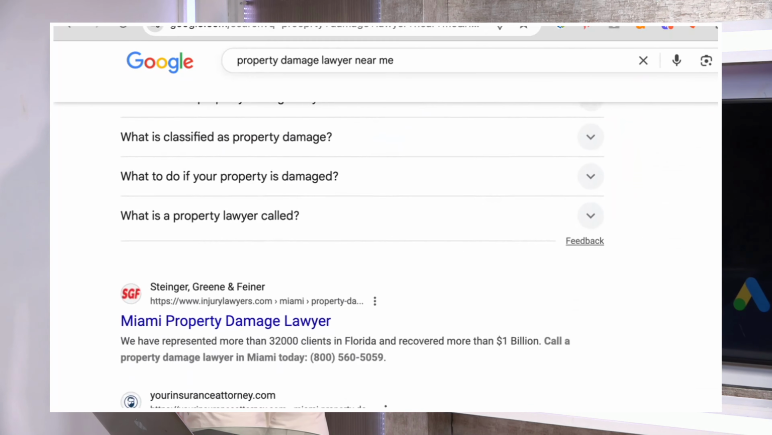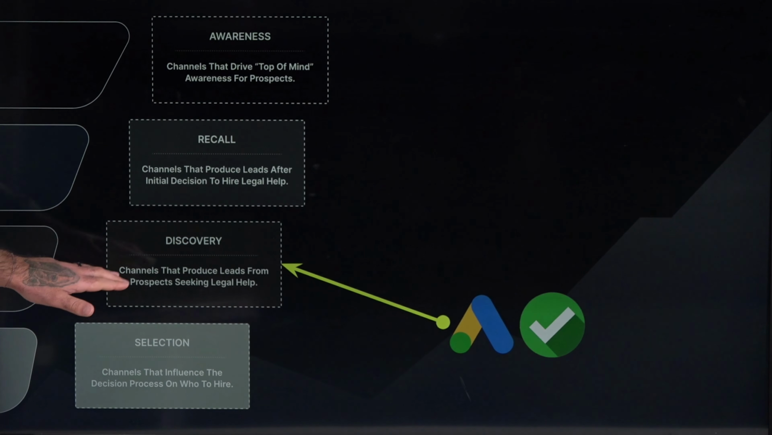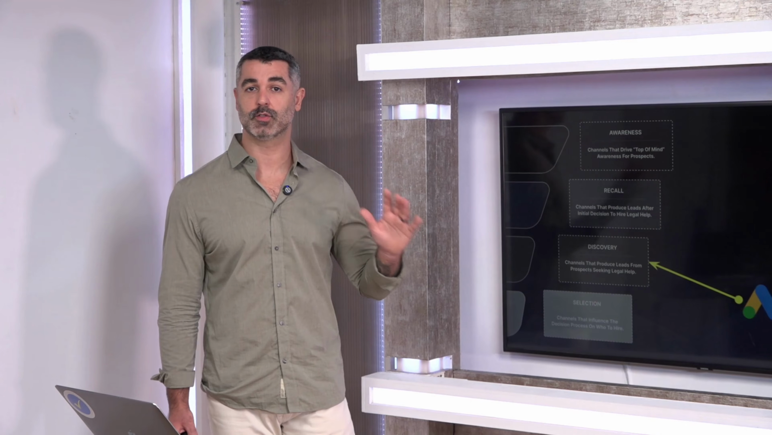So there's a lot happening in Google. And what Google is really great for is what we call the mid-bottom funnel traffic, right? These are channels that produce leads from people seeking legal help. So again, people going to Google and saying, I got fire damage, my house is flooded, I need an attorney. Bottom funnel, high intent. That's why it's so good and so impactful.